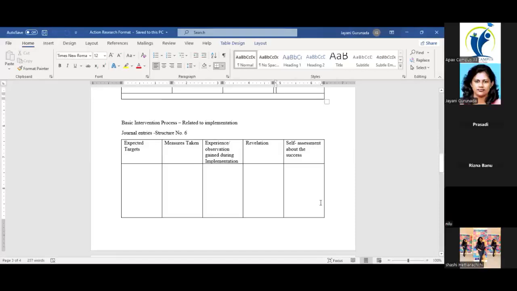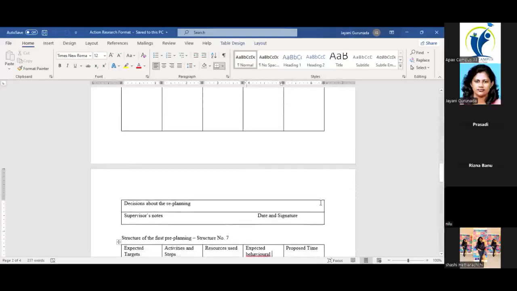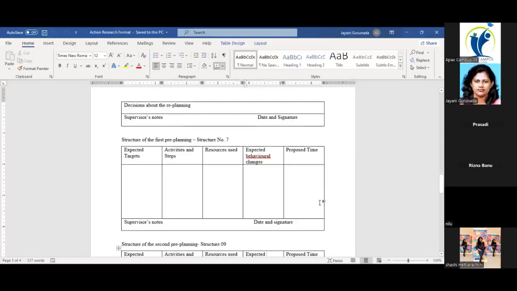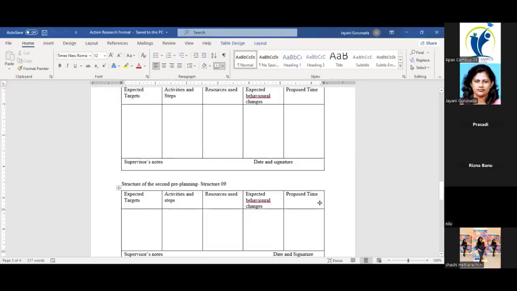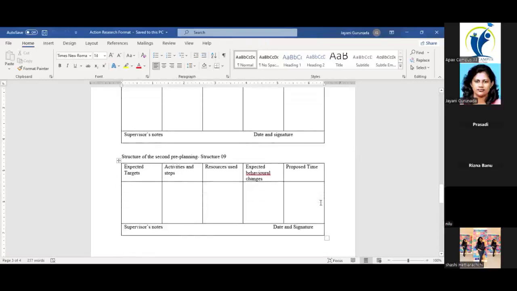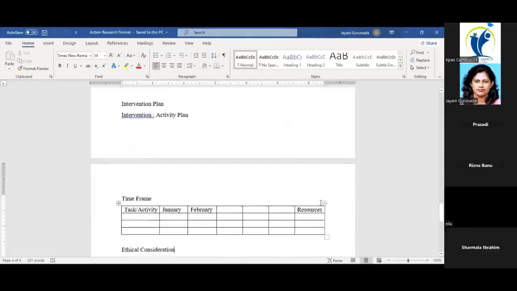Right. Then the basic intervention process related to implementation. After finishing that, you can write the decision about your planning, that means what you expect to do. Then after planning, implementing, observing and reflecting, you do replanning. Imagine out of your 10 students, there are still 6 students who are unable to do that. Then you plan the intervention again, a second time. Then in the next month, you have some other problems, and again you make a second plan like that. So then you have a number of plans.